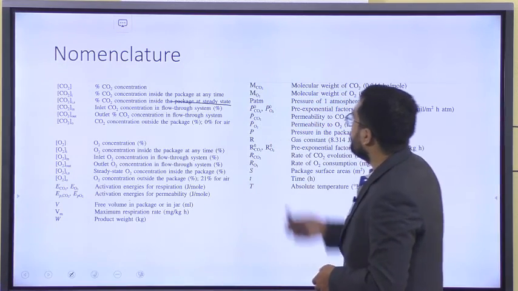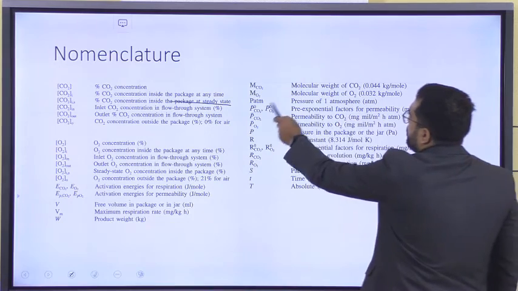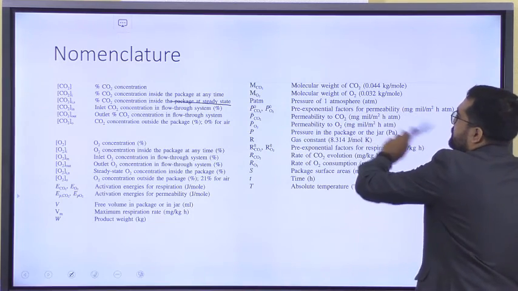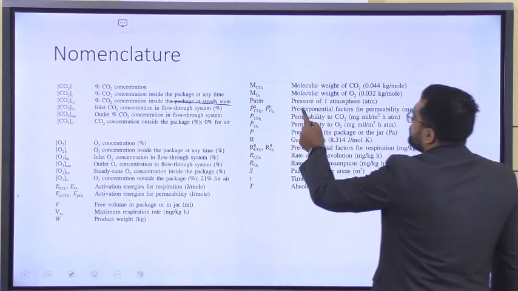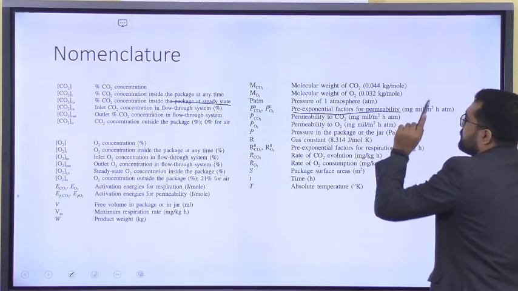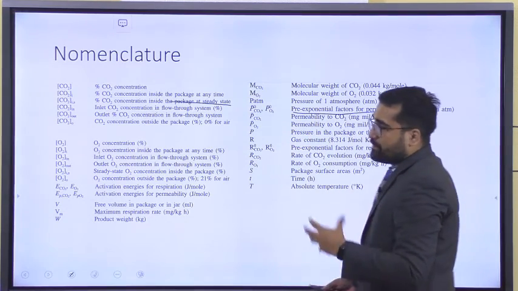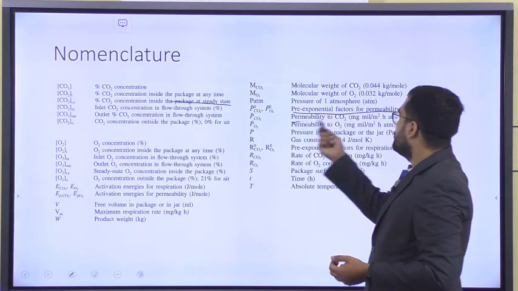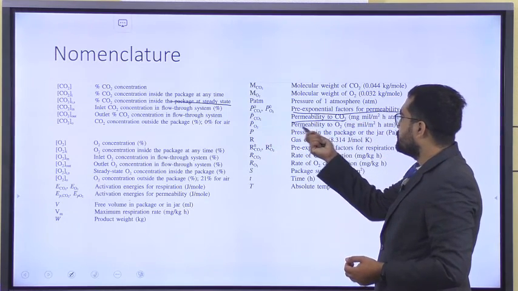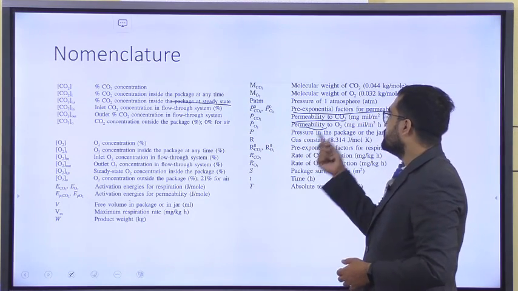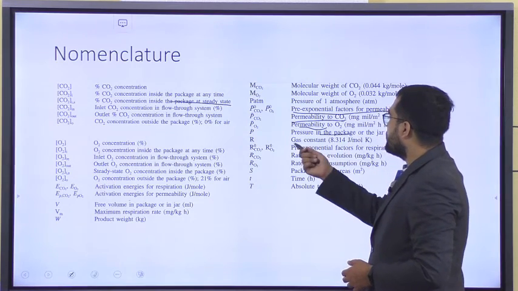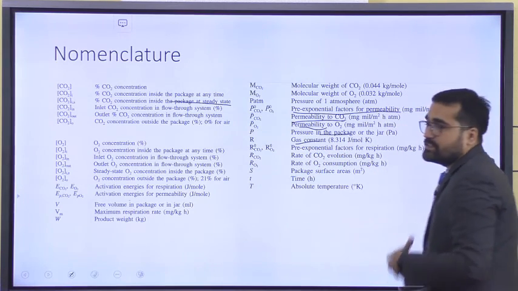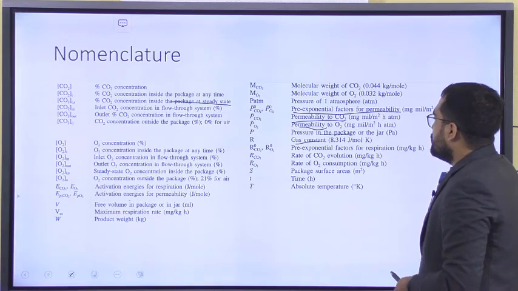So likewise we have to find out the molecular weight of CO2 and the molecular weight of oxygen. PATM is the pressure. PCO2 is the pre-exponential factor for permeability, or the permeability factor. PCO2 is the permeability to carbon dioxide. PO2 is the permeability of oxygen. P is the pressure of the packaging material. R is the gas constant, which is 8.314.